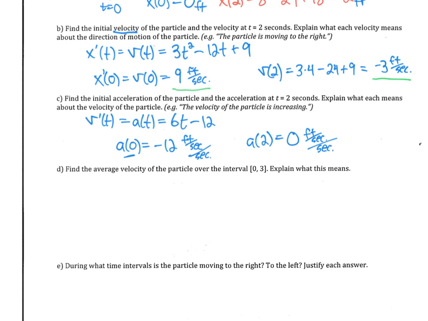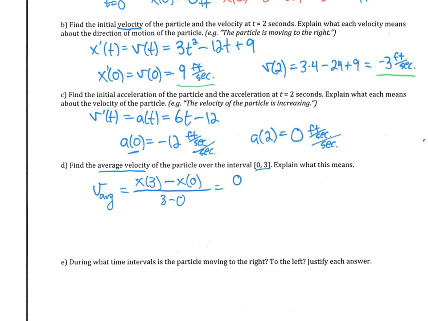Okay. The next part asks us to find the average velocity of the particle. The average velocity is found by looking at the average rate of change of the position. From 0 to 3, we're going to find the position of the particle at time 3 and the position at time 0, and then put them into this difference quotient. We find the difference in positions, the position at 3 minus the position at 0, and then divide by 3 minus 0. If you plug 3 into the position function up at the top, you get 0.